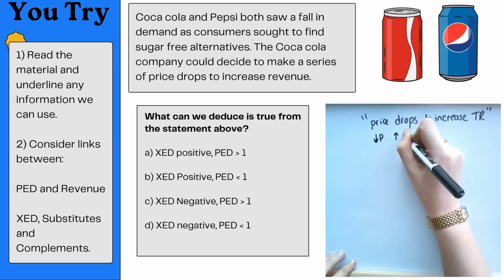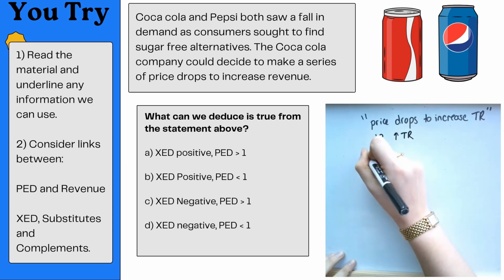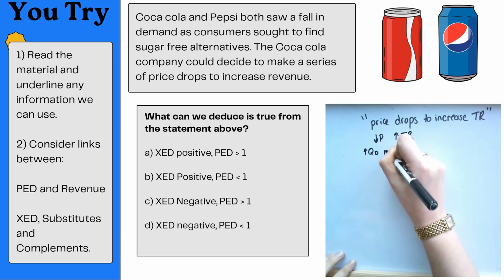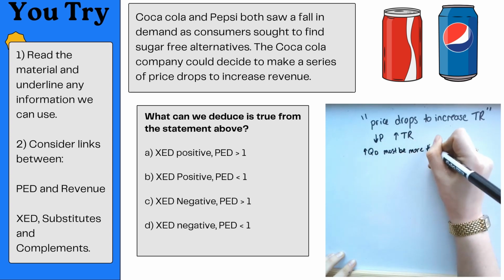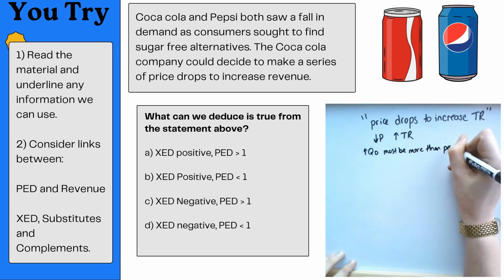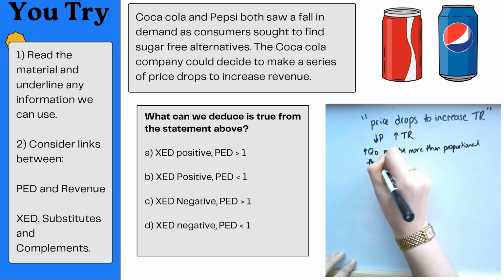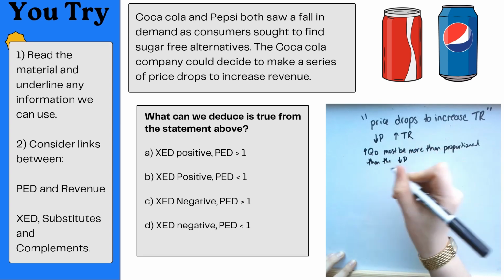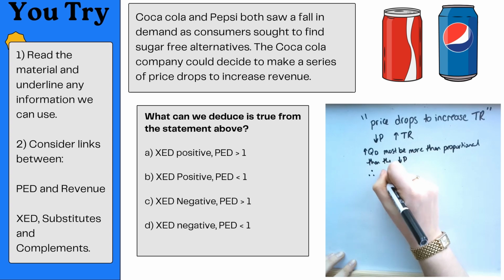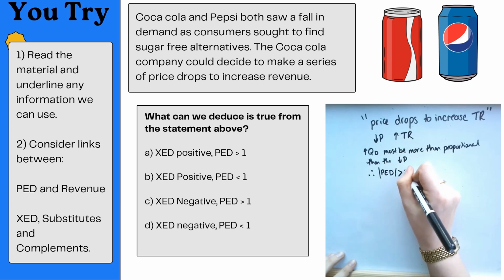Imagine hypothetically that Coca-Cola and Pepsi both saw a fall in demand as consumers sought to find sugar-free alternatives. The Coca-Cola company could decide to make a series of price drops to increase revenue. Now, the hint in that question is price drops to increase total revenue. We know that if there's a fall in price and an increase in total revenue, then the increase in quantity demanded must be more than proportional to the fall in price. Therefore, we must be talking about an elastic good. PED must be greater than 1.